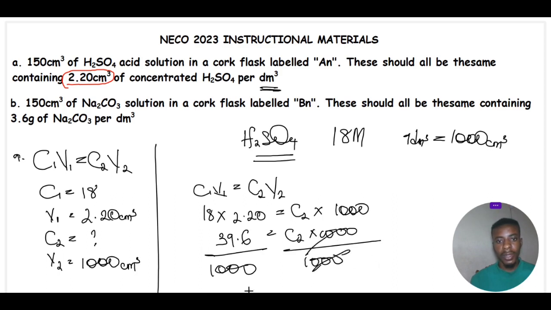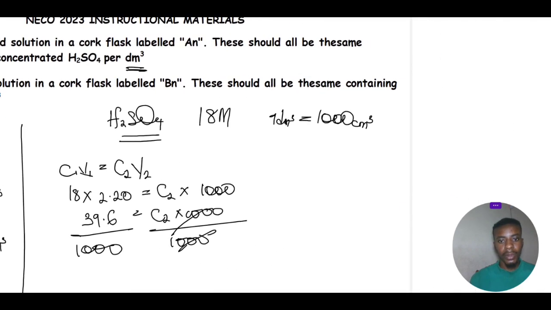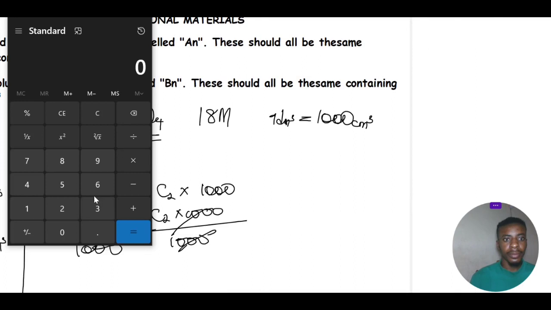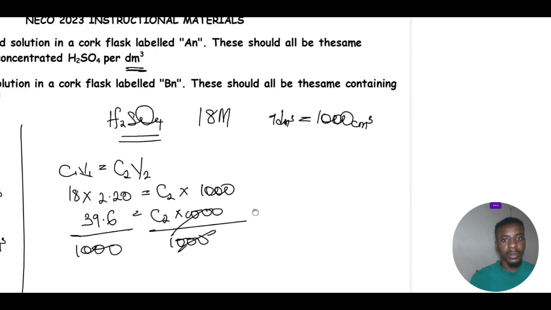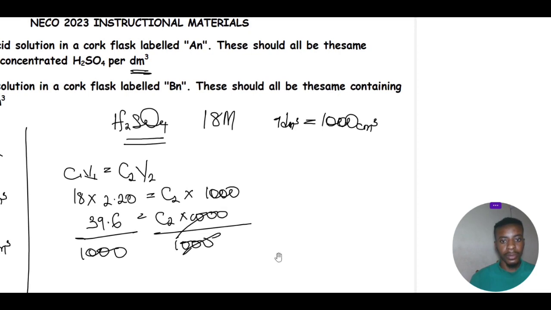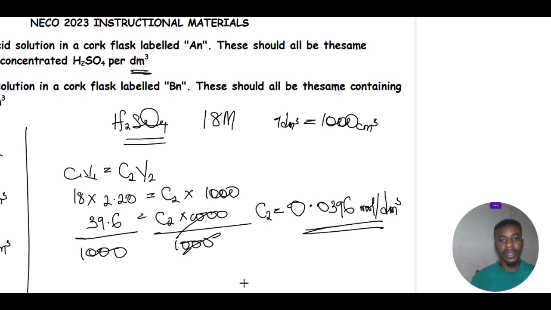Alright, so we'll divide both sides by 1000 to get C2. So we'll have 39.6 divided by 1000. Our concentration becomes 0.0396 mole per dm³. Okay, so this is the concentration of your AN, the acid.